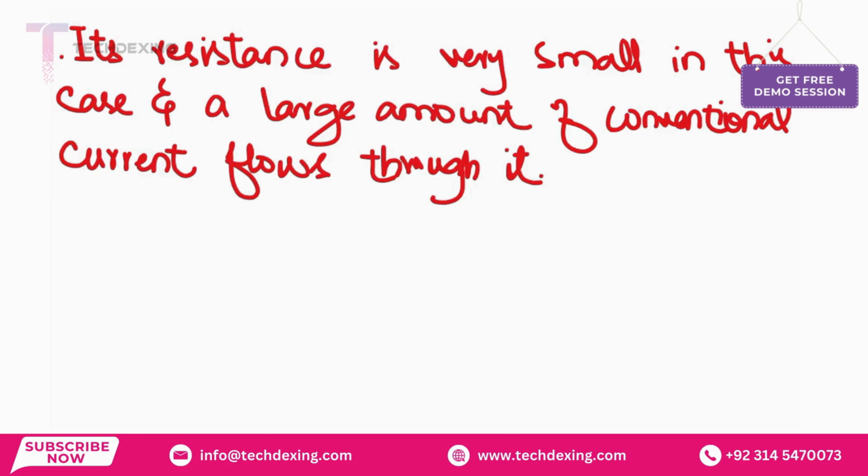Whenever your semiconductor diode is placed in the forward biased manner, its resistance is very small and a lot of conventional current would flow through it. Do you remember that we have plotted the IV curves for different types of materials? If we talk about the IV curve of the semiconductor diode, we can plot it again here.